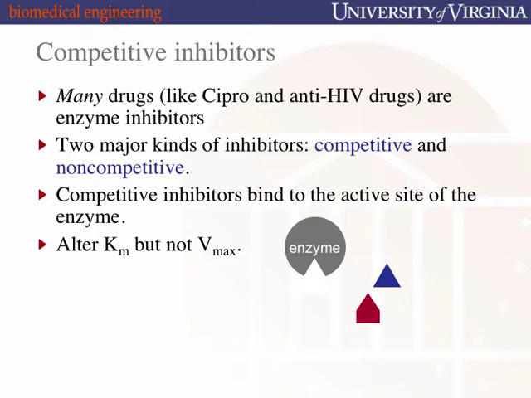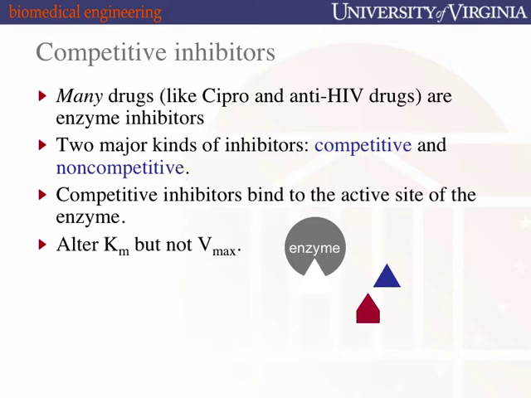All right, so let's talk about inhibitors, and then we're going to talk about regulation. So obviously an inhibitor is a type of regulation which implies that we're going to downregulate. We're going to reduce the activity of enzymatic activity. And the reality is that many drugs like Cipro, a lot of the anti-HIV drugs are actually enzyme inhibitors. There are two main kinds of inhibitors that we're going to expect you to be responsible for knowing. One is competitive and one is non-competitive.